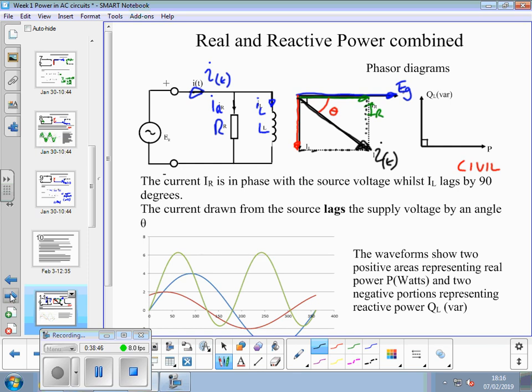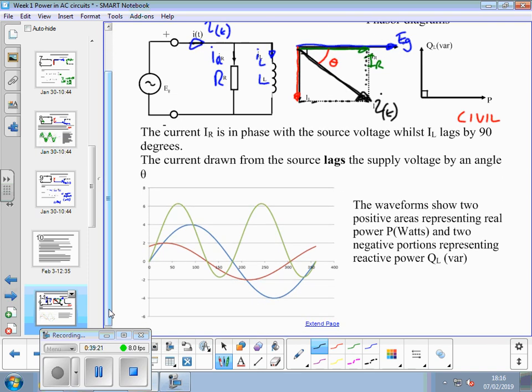Current IR is in phase with the source voltage, while IL lags by 90 degrees. So what we'll sometimes come across is the IR being the in-phase current, or the horizontal component of this resultant current, and the IL is the vertical component, and that's a negative vertical component. It's pointing downwards. So the current drawn from the source lags the supply voltage by this angle theta in here.